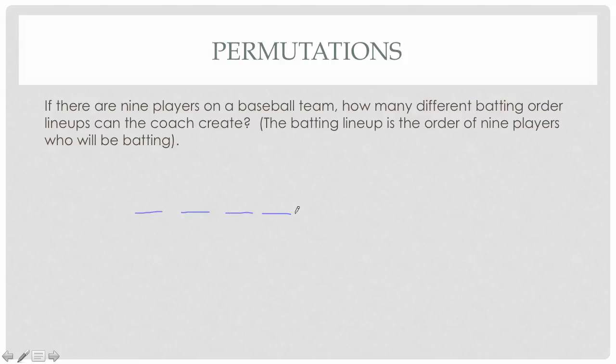1, 2, 3, 4, 5, 6, 7, 8, 9. And I want to know how many different ways can I pick one guy to lead off, be the first batter, a different guy to be the second batter, and so on. Well, I've got 9 total players, so out of those 9 there's 9 possible ones to choose for the first one. I pick one, then there's only 8 left, so there's 8 possibilities for the second one. 7, 6, 5, 4, 3, and 2. Once I've chosen the first 8, there's only one guy left, and he's just stuck being the last one.